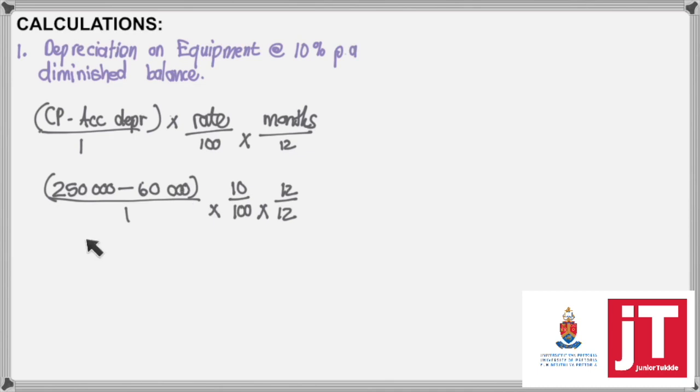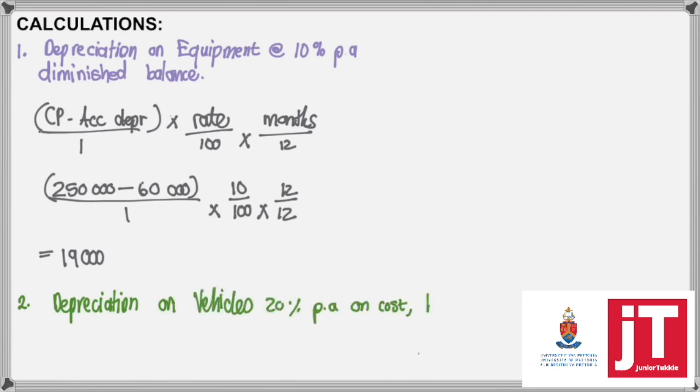So 250 minus the 60,000. The rate they gave us is 10%, and they didn't give us a specific date, so we can assume we've had this for the entire year, so 12 over 12, and that gives us 19,000 Rand. So that is the total depreciation for equipment for the current financial year. Then depreciation on vehicles is 20% per annum on cost, but we bought it halfway during the year, so that's important.